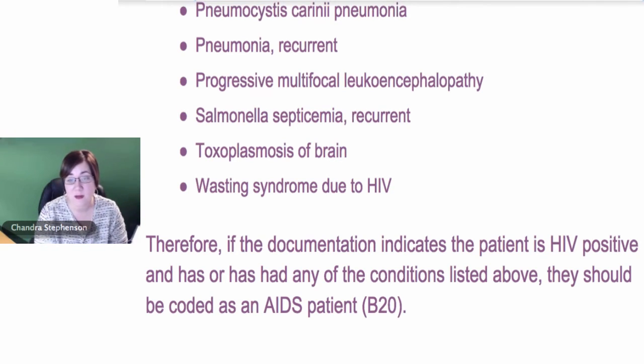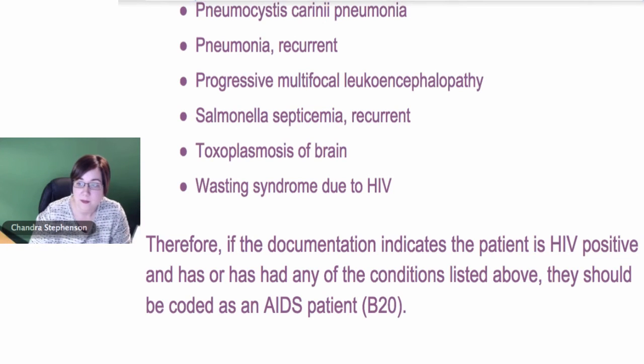Oftentimes it's that the provider doesn't know the nuances and the differences from a coding perspective. Because remember, coding and clinical don't always match 100%. We've got to come to that common language and explain how it's different from a coding perspective. So for AIDS and HIV, when we talk about B20 and Z21, it's all about, are they symptomatic or asymptomatic, which comes down not to their blood cell counts, but have they had an opportunistic infection or an HIV-related illness?